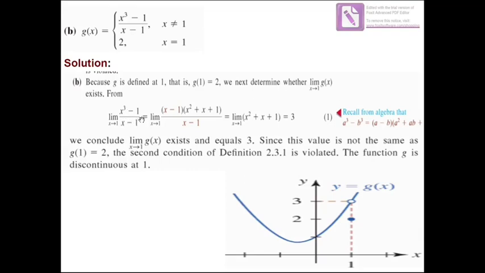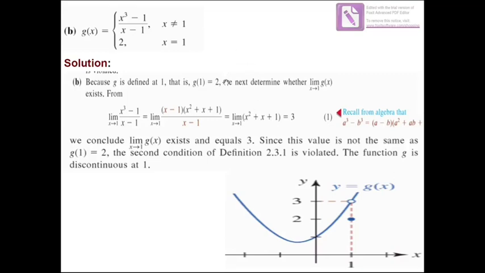So the limit of x cubed minus 1 over x minus 1 when x approaches 1. We can factorize x cubed minus 1, so this will be x minus 1 multiplied by x squared plus x plus 1, divided by x minus 1. So now we can cancel x minus 1 with x minus 1, so we are left with the limit of x squared plus x plus 1 when x approaches 1. Replacing x by 1, we get 1 squared plus 1 plus 1, which is equal to 3.